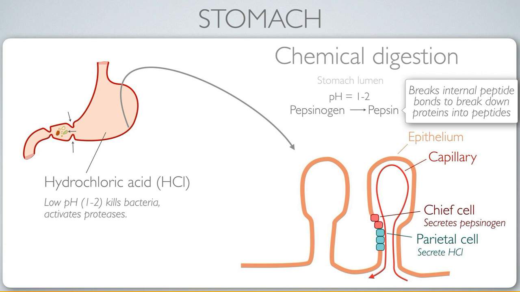So that's good for the stomach lining, which is largely composed of proteins. Pepsin itself would digest those proteins. So the pepsinogen is not converted until it's exposed to a low pH environment, which is what occurs in the stomach lumen. So pepsin, like it says here, breaks internal peptide bonds to break down proteins into peptides.